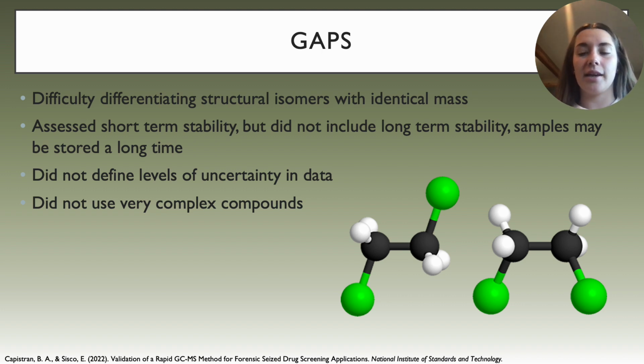In a forensic lab, samples may be stored for a long time and have to be retested over and over again. And so they didn't dive into that at all, but that might be a possibility. And it did not define any levels of uncertainty in their data, which is also very important when reporting data. And they didn't use very complex compounds, so it wasn't a very challenging compound that they were trying to find.